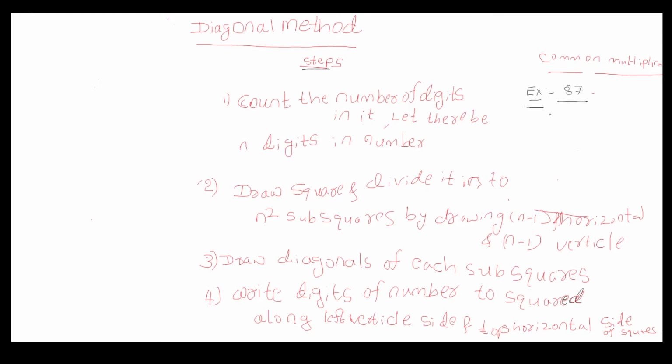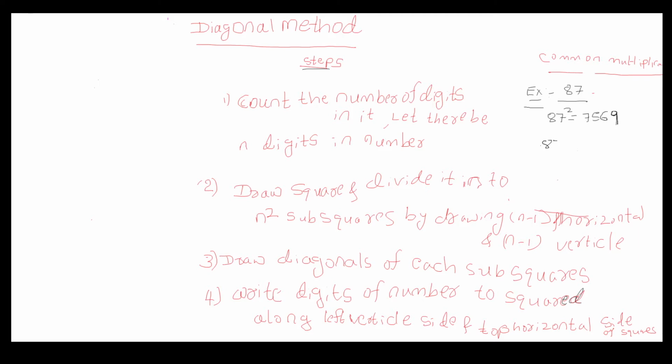We are going to get 87 squared. The required number, if you square it, is 7569. This answer, I can say, you can get by common multiplication. That is 7569.